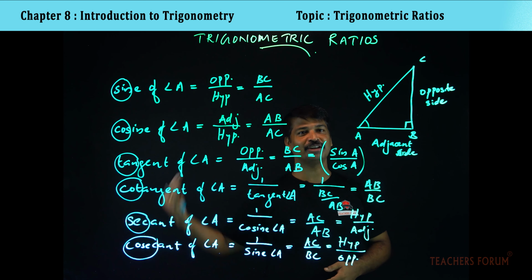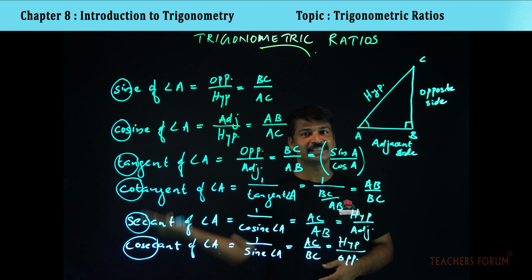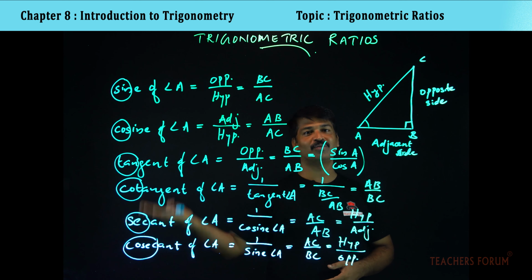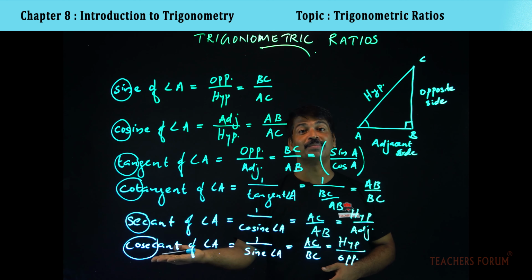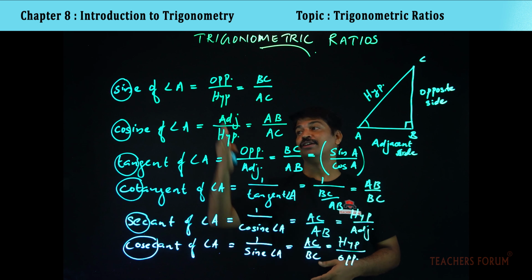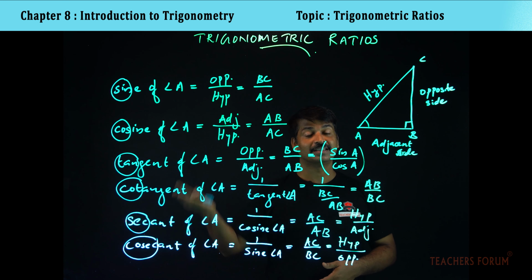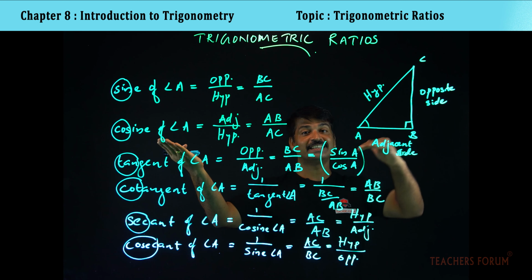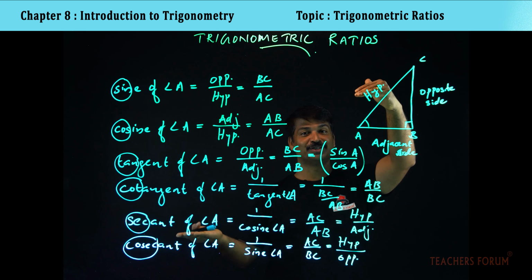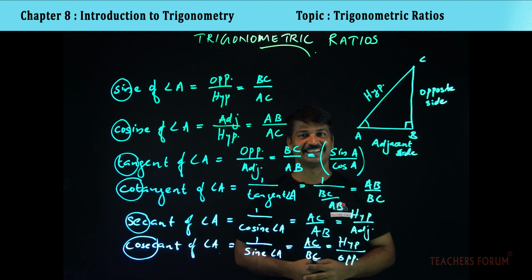If you know sin, you can find out the last one, cosec. Sin is opposite side by hypotenuse. Then what will be cosec? Hypotenuse by opposite side. If you know what cos is, you can find out sec. Just the reciprocal of cos will give you sec. What is cos? Adjacent side by hypotenuse. Then what will be sec? Hypotenuse by adjacent side. Okay.